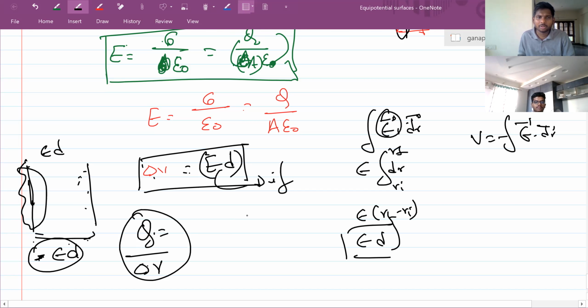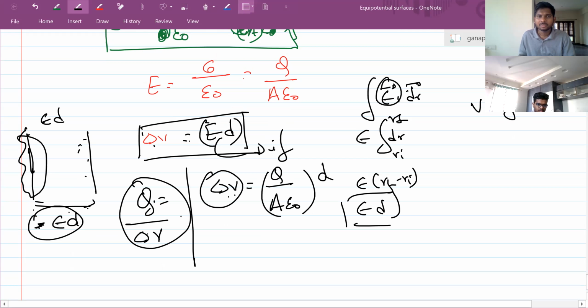Delta V is equal to E is what? Tell me. Q by A epsilon naught into D, right? You see this. I need to write in the form of what? Q by delta V, right? Q by delta V, because you see the formula, main formula.